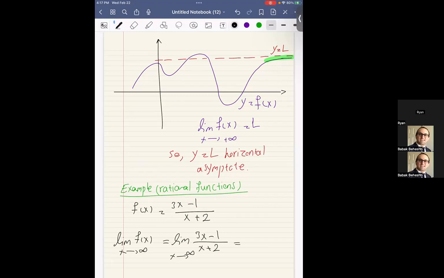So the best thing for a rational function to do when you compute the limit at infinity is to factor out the highest or the top degree term. For example, on the top you have x, so you can factor out x. So that means on the top you have x times 3 minus 1 over x. And the highest term at the bottom is also x times 1 plus 2 over x, x goes to infinity.